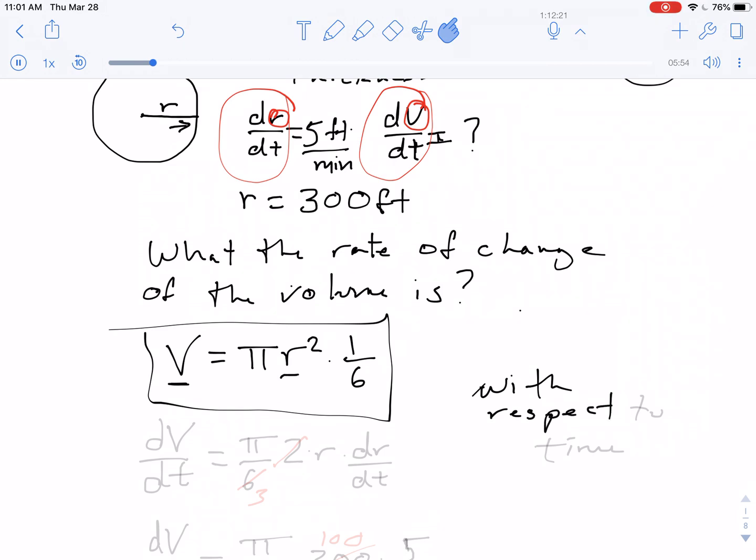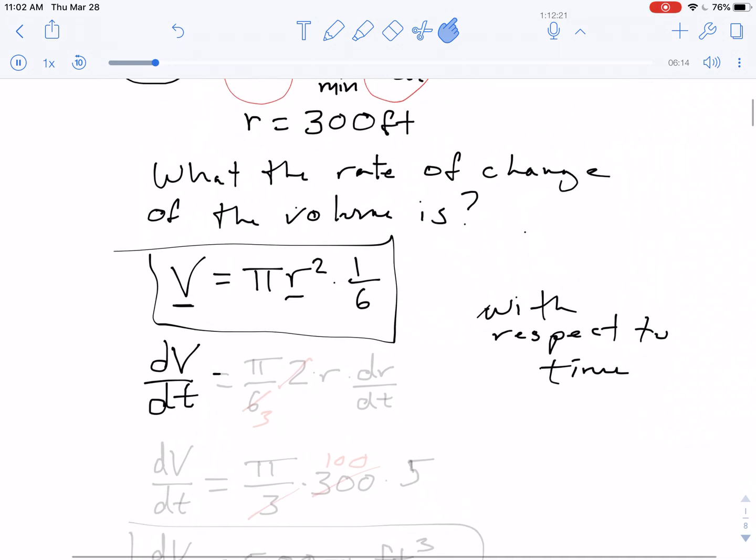With respect to time t, right? And this is typically the case with related rates. So I'm going to take the derivative of my formula here. For our V, we're going to take it with respect to time. So thinking of V as a function of time, I don't know what the function is. If I take the derivative of V, I get dV/dt.